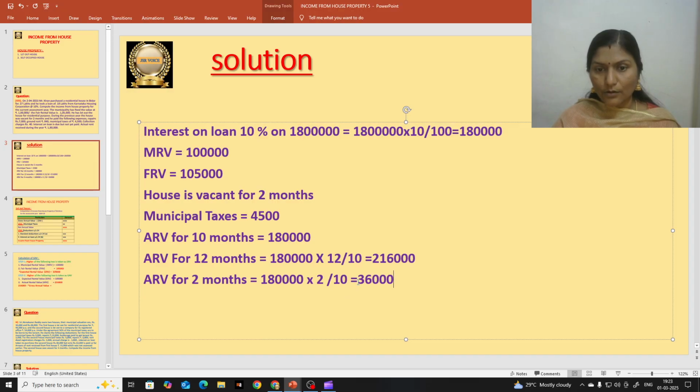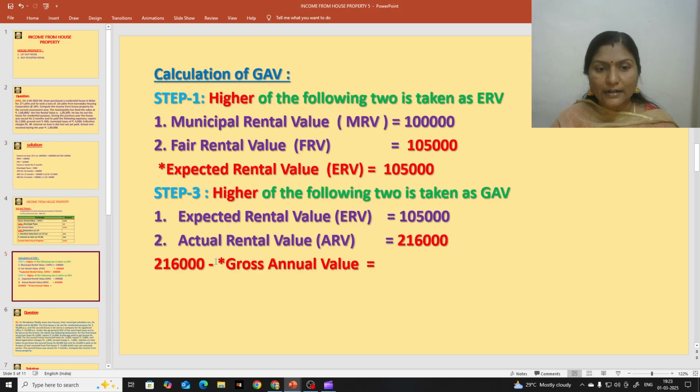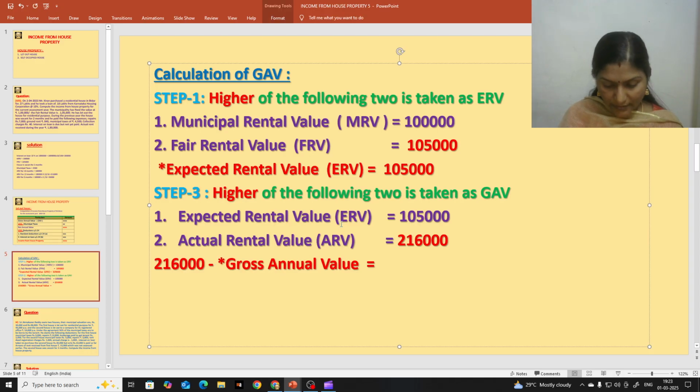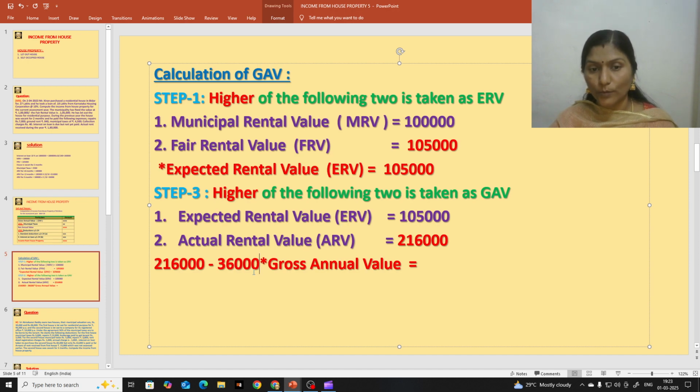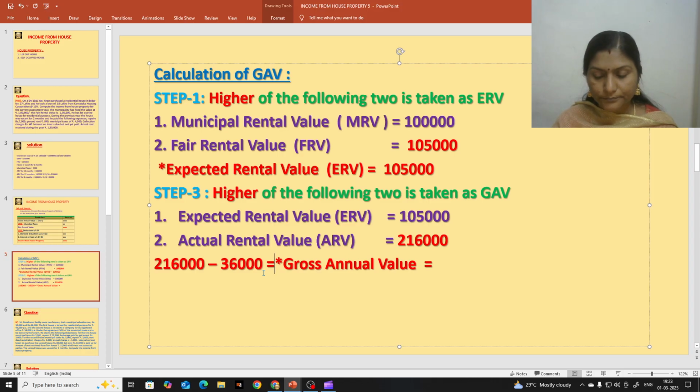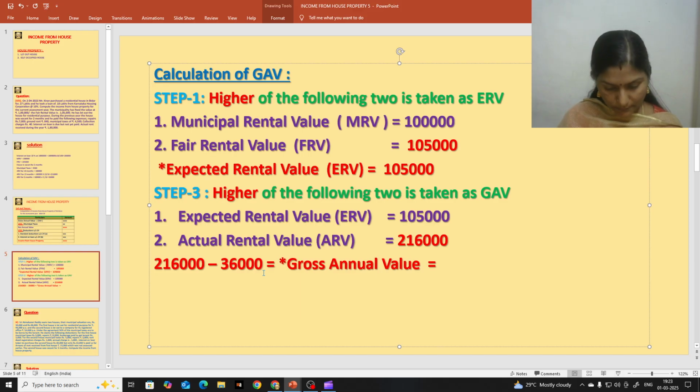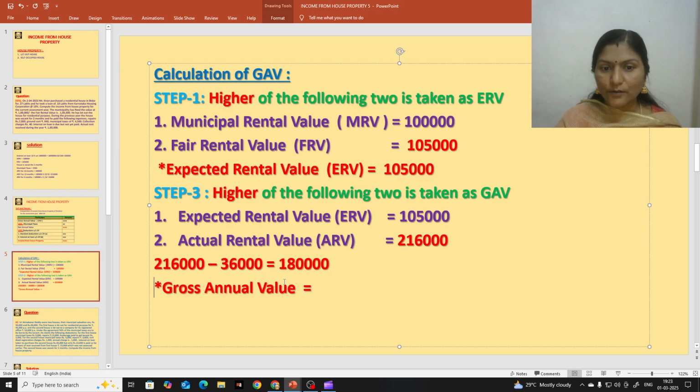So this is what we are going to deduct in the third step from the selected amount. Let us go here and deduct from the 2,16,000 we selected. You deduct 36,000 from this, that is vacancy period rent, 2 months rent. How much will you get? You will get now 1,80,000. So this 1,80,000 is known as gross annual value.